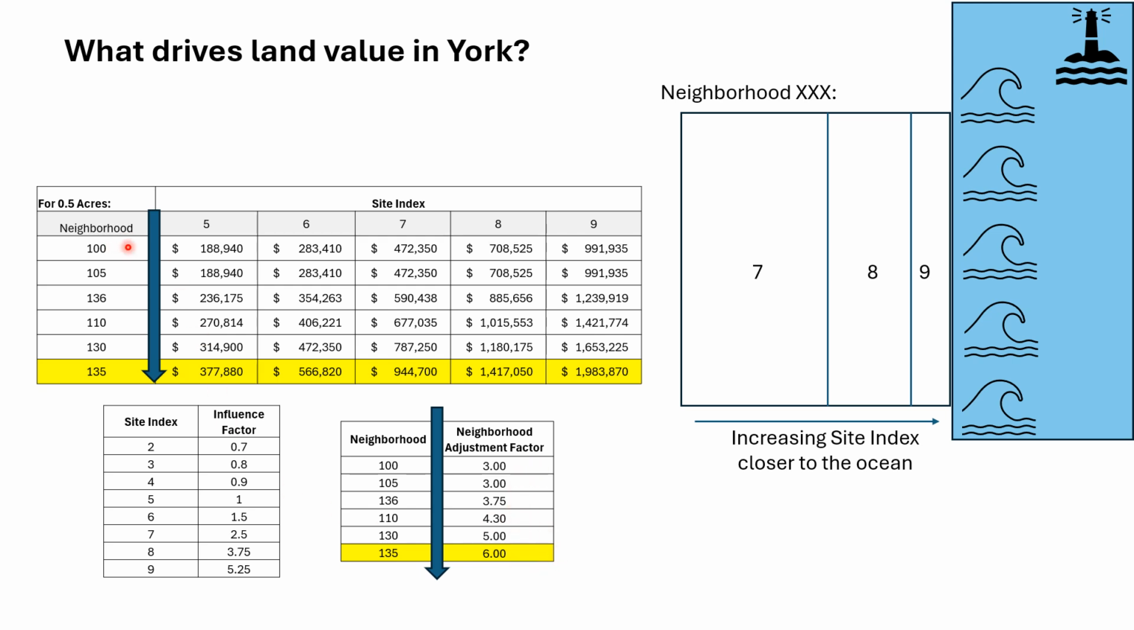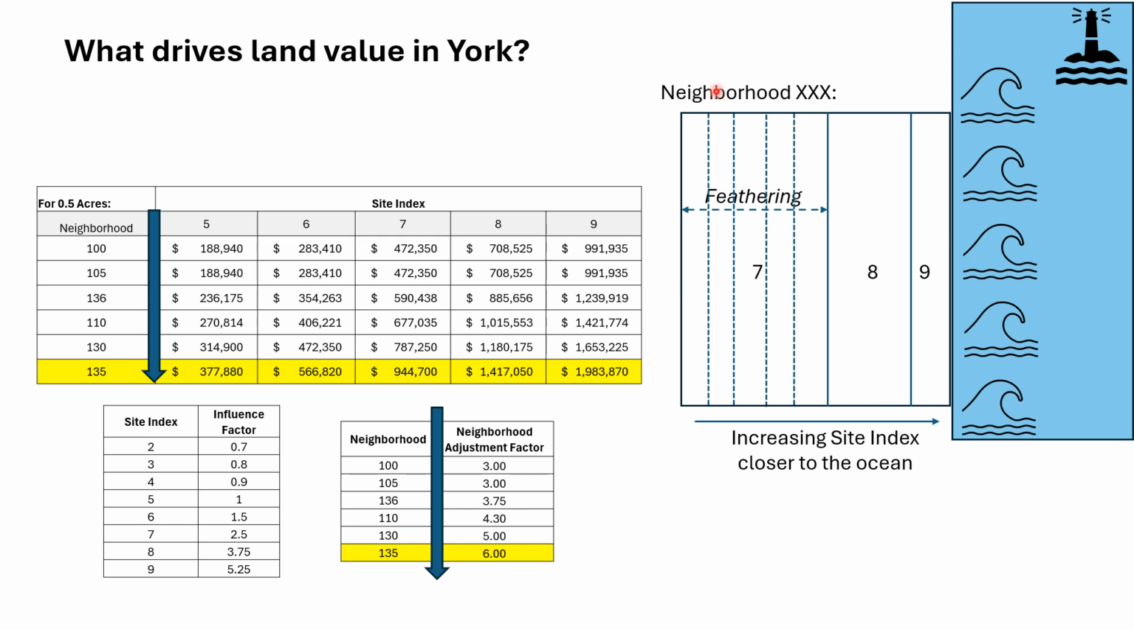So you see as you go, and I've put this in increasing order, as you go down the list of neighborhoods, you see the land value is increasing. So for one site index, it keeps getting larger. So from 100 to 135, you see almost a 75% increase, say. So what you see going across is due to the site index. What you see going down has to do with the neighborhood adjustment factor.